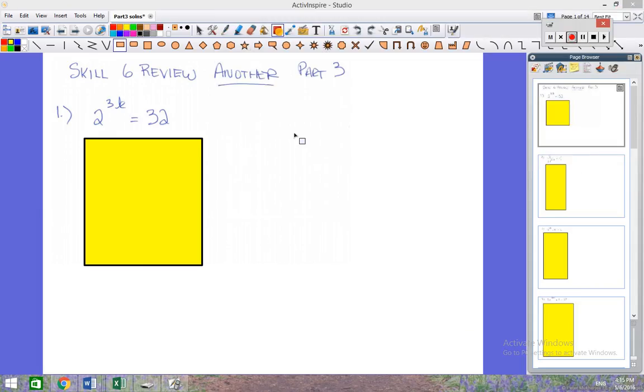All right, let's go through another review. There's a previous one here on Edpuzzle, and this is our second one. For this first problem, we have an exponential equation.